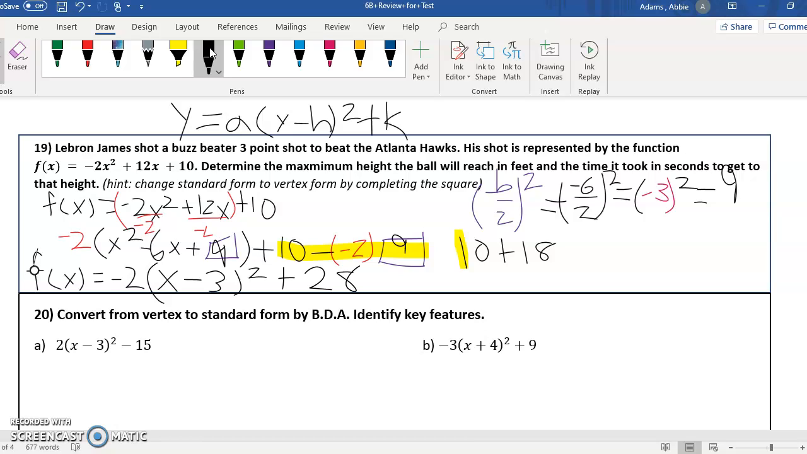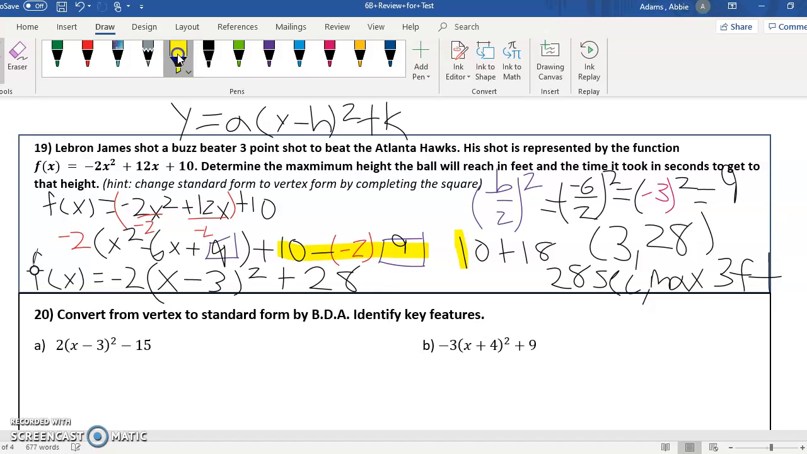So it says we're trying to find the vertex, correct? Because we're trying to find the maximum height of the ball in feet and the time it took in seconds to reach that height. Well, our vertex is going to be (h, k). So our vertex is 3, 28, which if I were to write that out, that means it's going to take 3 seconds for the ball to reach a max height of 28 feet. And that is your answer.